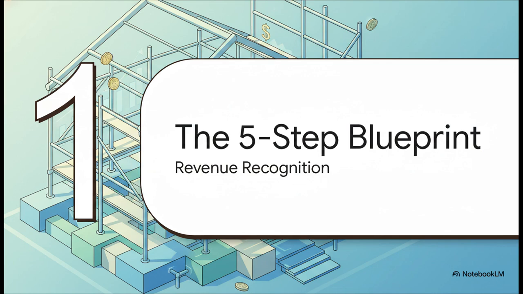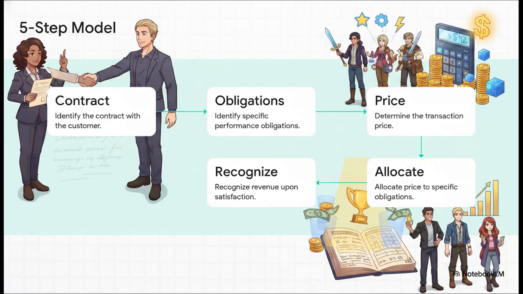Let's start by laying the absolute foundation of our accounting house. This is the 5-step model that governs literally every single revenue transaction. Think of it as your ultimate blueprint. Step 1 is to identify the contract with the customer. Step 2 is identifying your performance obligations, which basically just means asking, what exactly did you promise to deliver? Step 3 is figuring out the transaction price. Step 4 is taking that price and allocating it to those specific obligations you found back in Step 2. And finally, Step 5 is where you actually recognize the revenue when you satisfy those obligations.